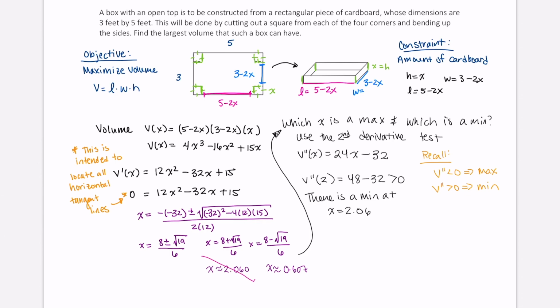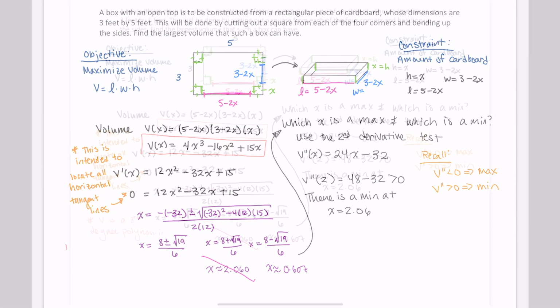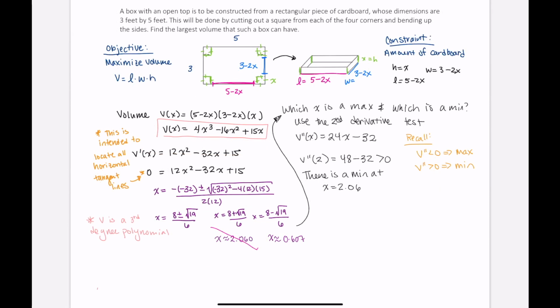And in fact, I don't even need to apply the second derivative test again, since I know this is a third degree polynomial, and by this, I mean our original volume function is a third degree polynomial. As such, I know it's going to behave in this manner. And here, our min is going to be at x about 2.06. So I know that this maximum has to occur at about x equals 0.6.